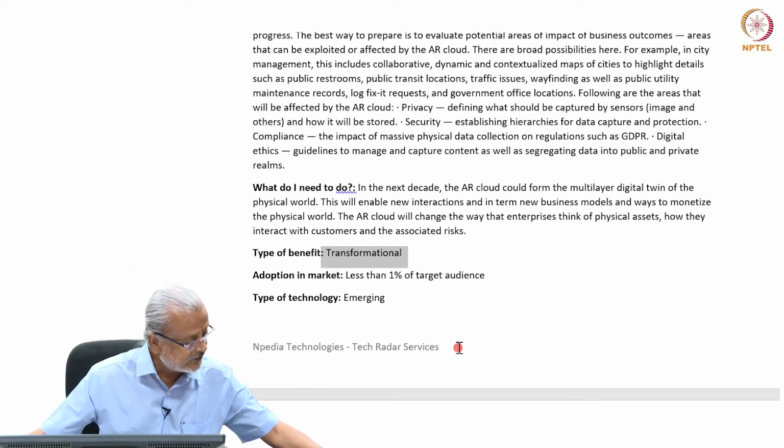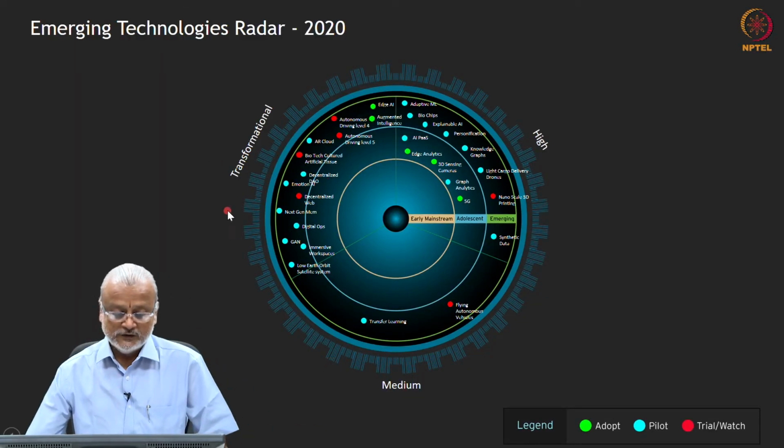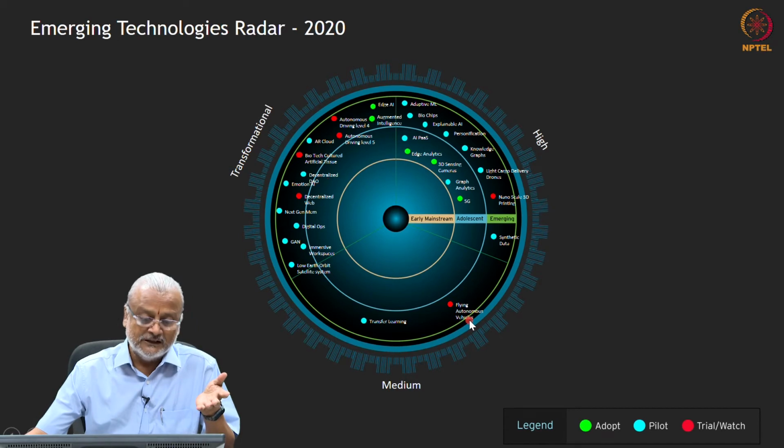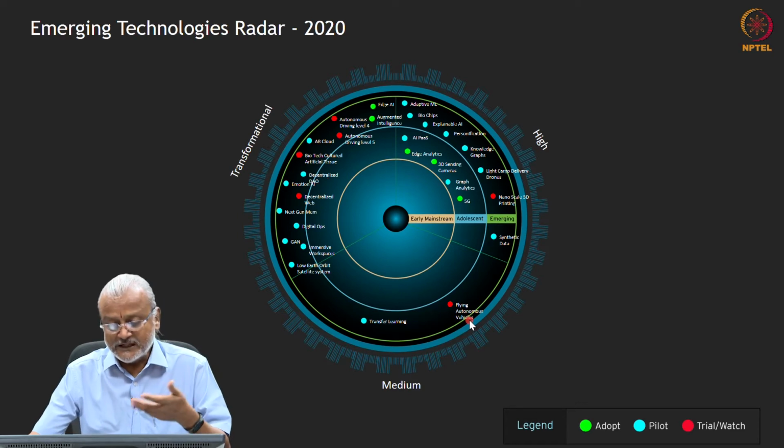So, let us go back to the radar now, right. We looked at the transformation, we looked at the high benefit radar glyph, and we are also looking at the medium level. Transfer learning and flying autonomous vehicle, which is in the red. At some level, you are seeing a lot of news in the Middle East or in California in the technology adapting ecosystem. For the flying autonomous vehicle, there are quite a few pilots that are already there, right?